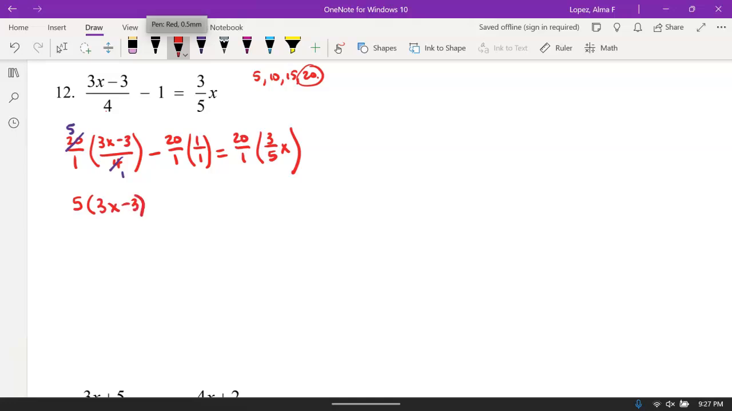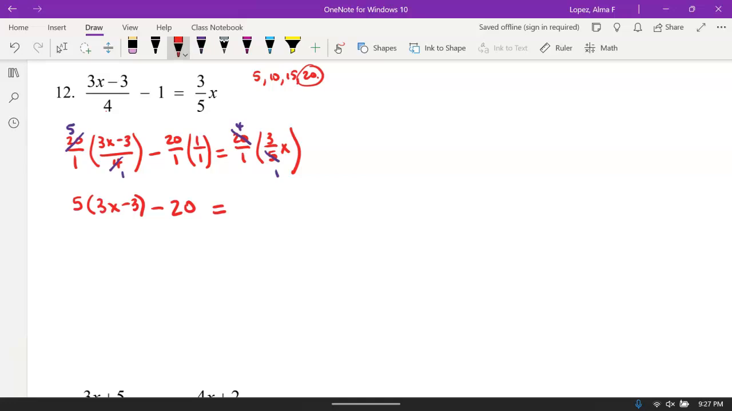Don't distribute right away because it's real easy to lose a sign, okay? And here, nothing cancels. I get minus 20 over 1, which is just 20. Over here, the 20 and the 5 reduce by a factor of 5. 5 divided by 5 is 1. 20 divided by 5 is 4.